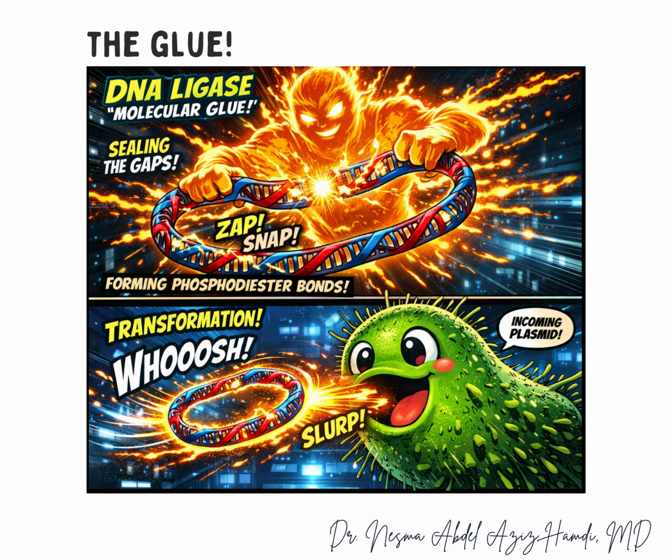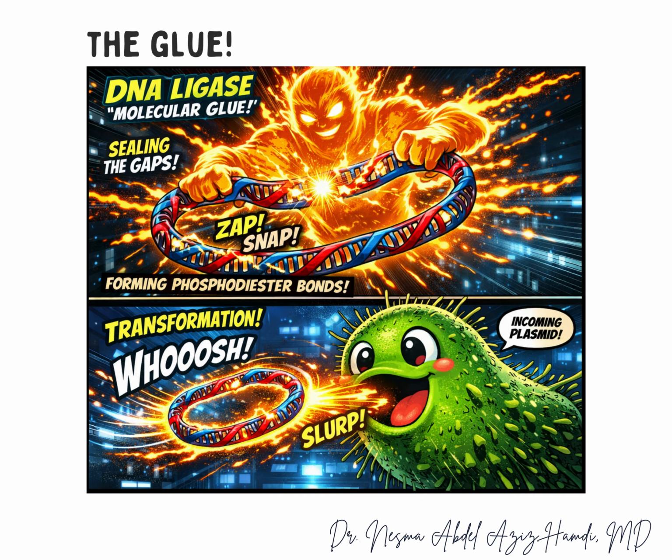Acting like a molecular glue, DNA ligase seals the sugar-phosphate backbone, forming stable phosphodiester bonds that permanently join the inserted gene to the plasmid vector. The result is a recombinant, newly engineered plasmid carrying genetic information from two different sources.